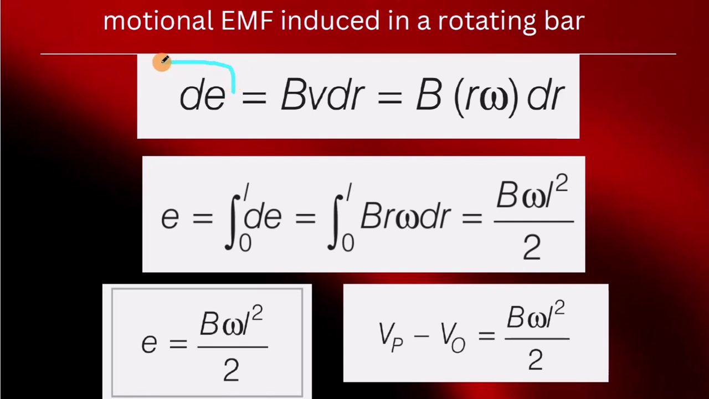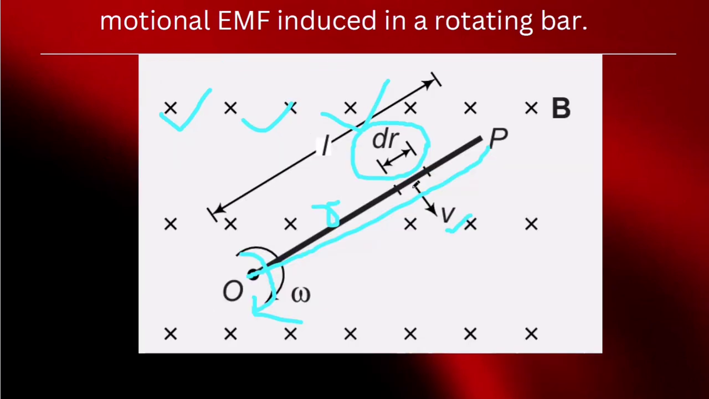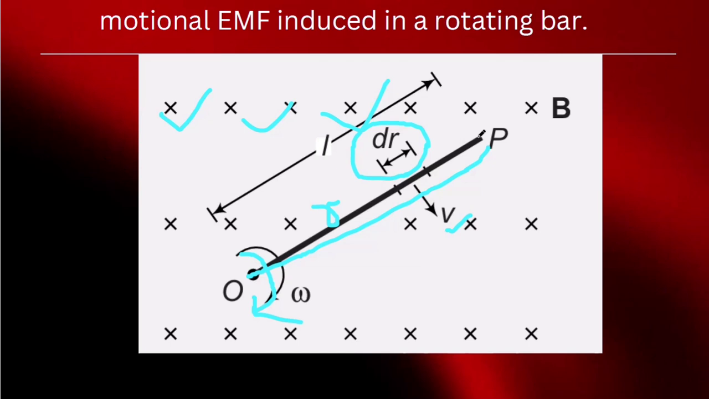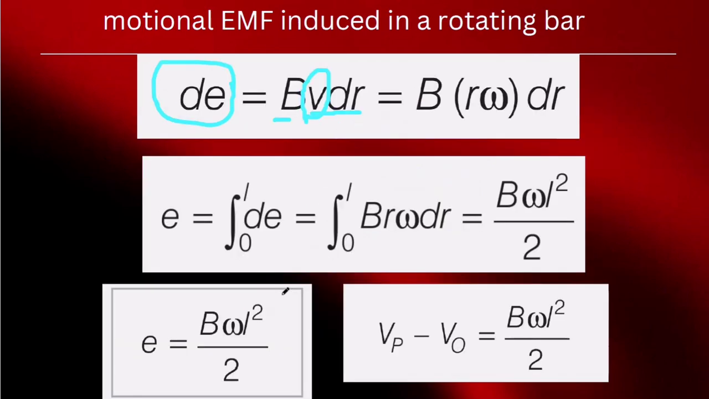So dE, the elementary motional EMF, is B v dr. v is the linear velocity here of this element dr, right? Now we replace v by r omega, so B r omega dr. Now to find the total motional EMF, we integrate this quantity for the full length 0 to L, because OP has length L. So we get E equals integral from 0 to L of dE, which is integral from 0 to L of B r omega dr.